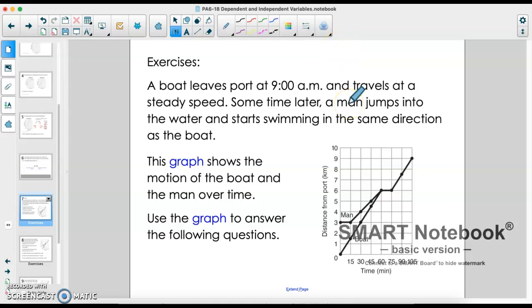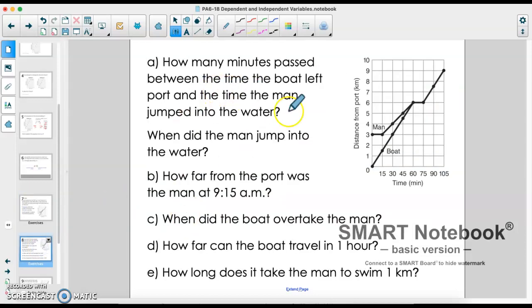Now, here's a bit of a long question. A boat leaves port at 9 a.m. and travels at a steady speed. Sometime later, a man jumps into the water and starts swimming in the same direction as the boat. The graph shows the motion of the boat and the man over time. So we're going to use the graph to answer the questions on slide 8. First of all, how many minutes passed between the time the boat left port and the time the man jumped into the water?